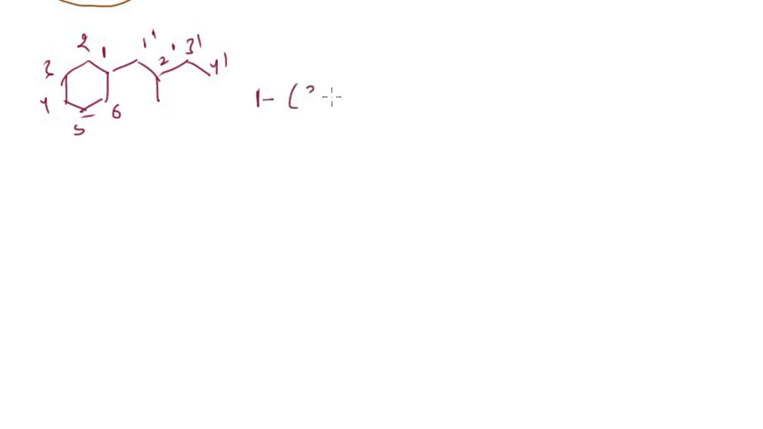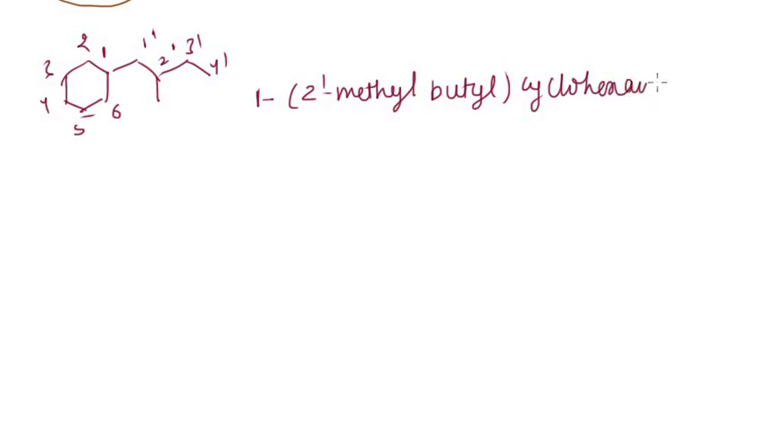Now if we have naming like this, it becomes the naming of a complex substituent. In the case of a complex substituent, we number the substituent chain regularly, 1 dash, 2 dash, 3 dash, 4 dash. So it will be named like 1-(2-methylbutyl)cyclohexane. So that will be the naming.